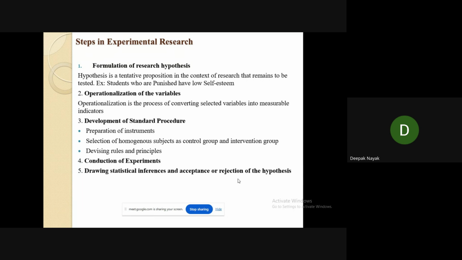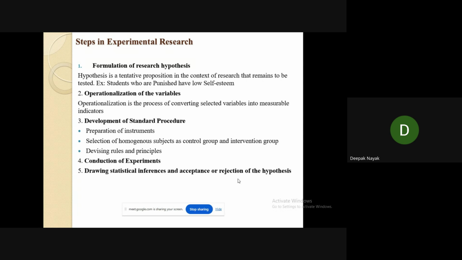Then comes operationalization of variables, which is another important step in your research effort. That is the process of converting selected variables into measurable indicators. You may have many variables in your research. Like I said, students who are punished have low self-esteem. In what ways can they possess low self-esteem if they are punished?